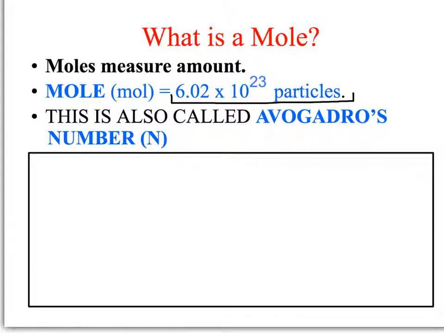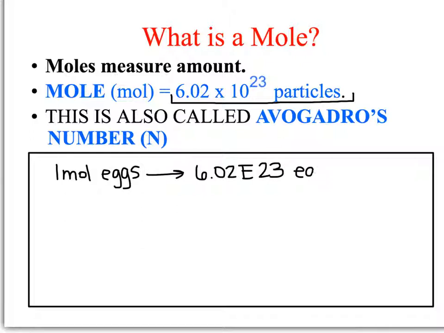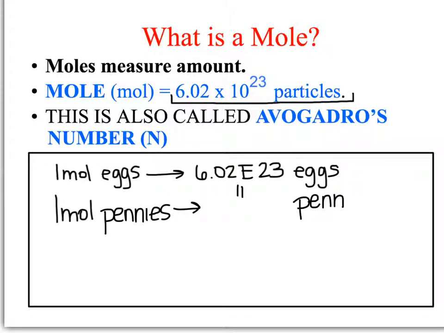In other words, if I was to have 1 mole of eggs, I would have 6.02 times 10 to the 23rd eggs. If I had 1 mole of pennies, then I would have 6.02 times 10 to the 23rd pennies. So a mole is an amount. I couldn't say how much a mole would weigh, because a mole of eggs would weigh a different amount than a mole of pennies.